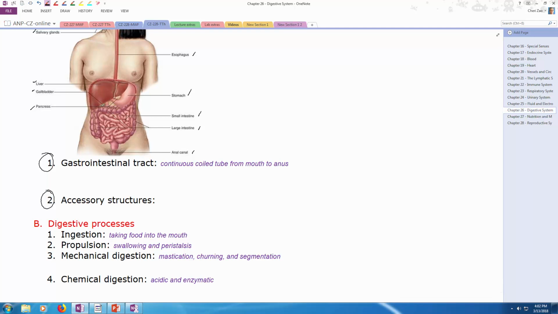But as you fill in your own notes and make sure that you know the structures, it's very nice to actually write it down to help reinforce the memory itself. One thing about the gastrointestinal tract, it has an additional name. It's called the alimentary canal.